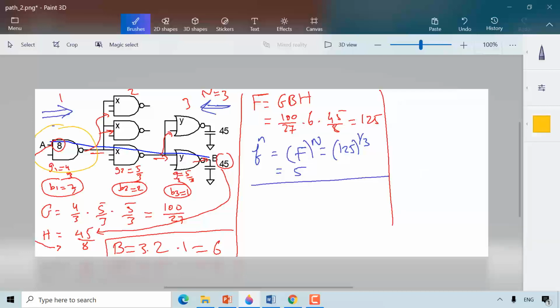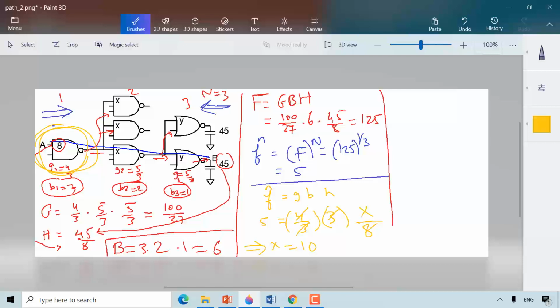So to find X, F hat equals GBH. F hat equals 5. G for this gate is 4/3, times the branching for this gate, which is 3, times the H, which is X/8: X the output load over 8 for the input load. Now you can cancel this with this, and clearly X equals 10. So that's the very first variable we solved.